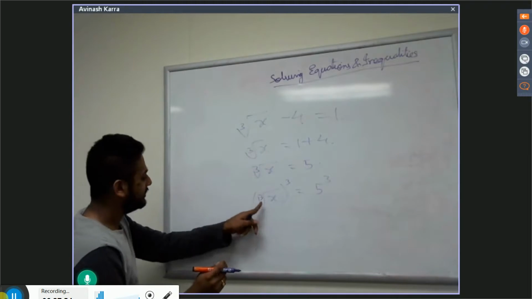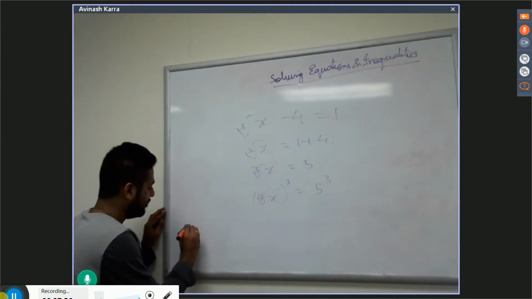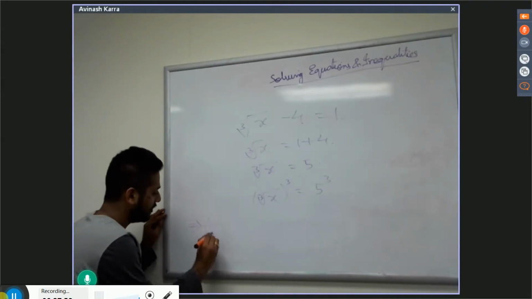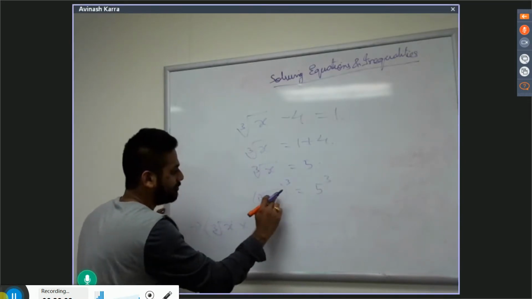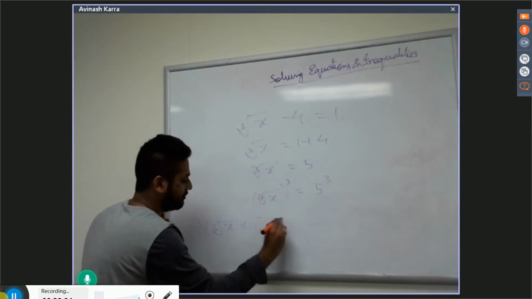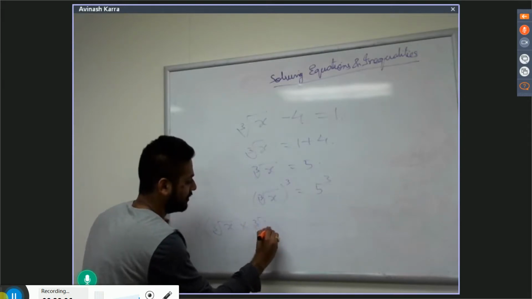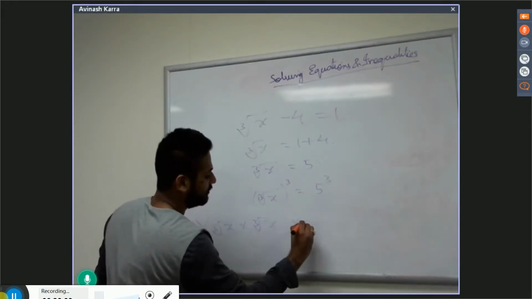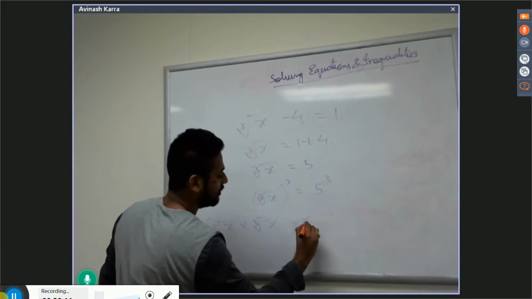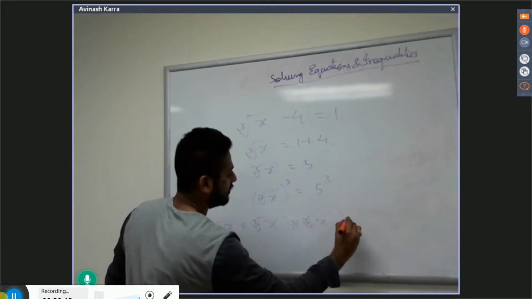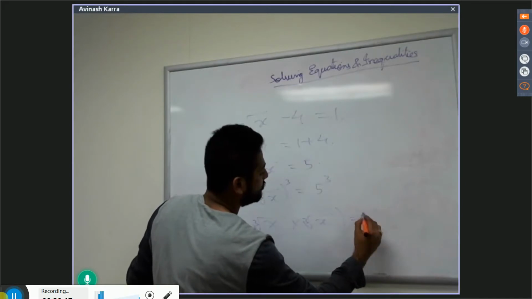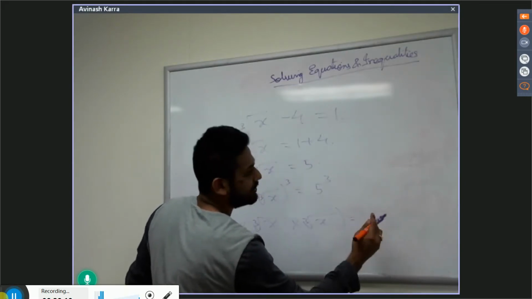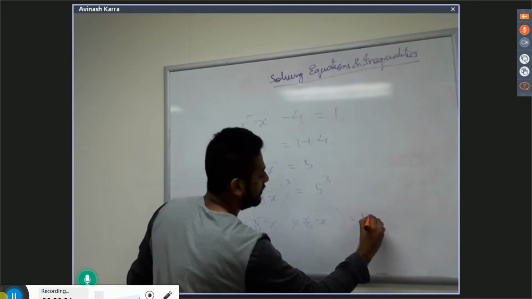To make you understand this, I'm expanding this term just for the explanation. Cube root of x into cube root of x into cube root of x is equal to 5 cube. What is 5 cube? 5 into 5 is 25, 25 into 5 is 125.